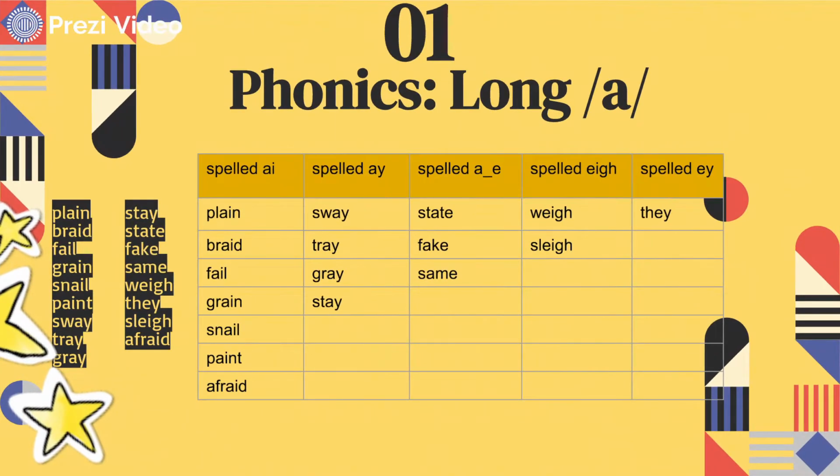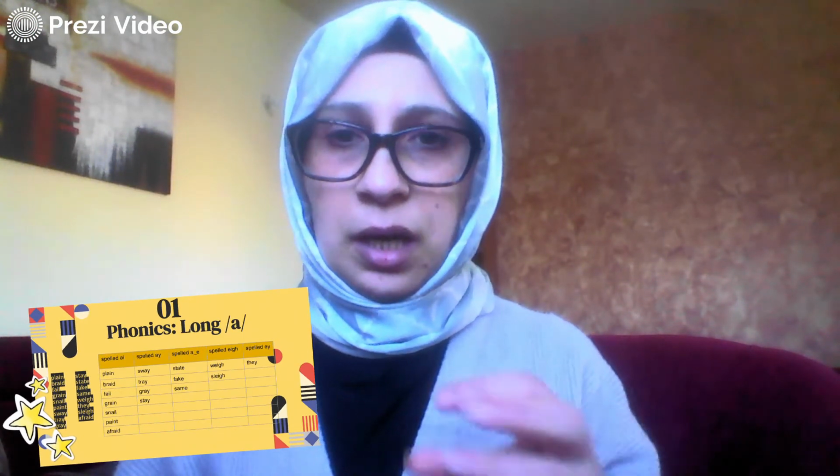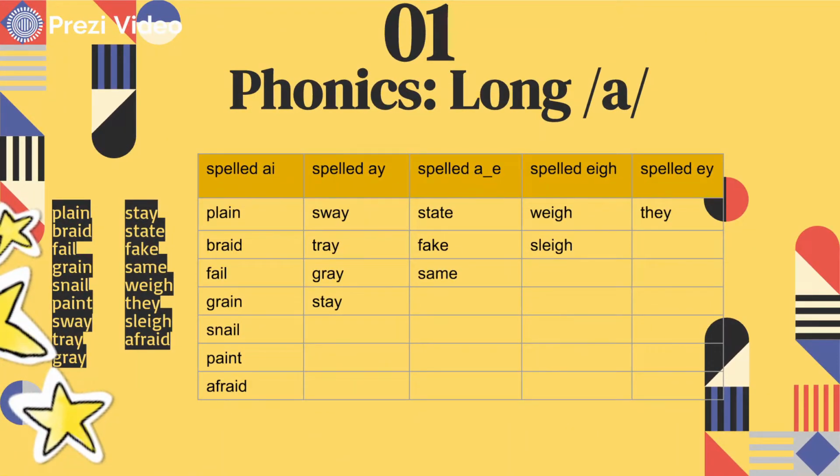Sometimes it can be with the letters A and I, as you can see here in the words plain, braid, fail, grain, snail, paint, afraid. And some other times the long A sound can be formed when I have A and Y, letter A and letter Y, usually at the end of the word, as in sway, tray, gray, and stay.